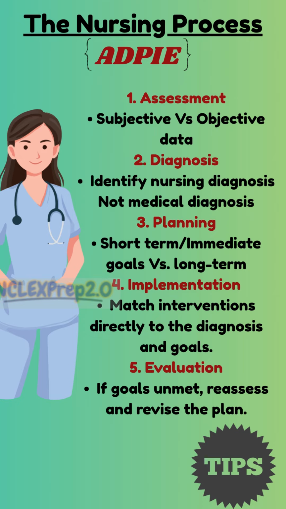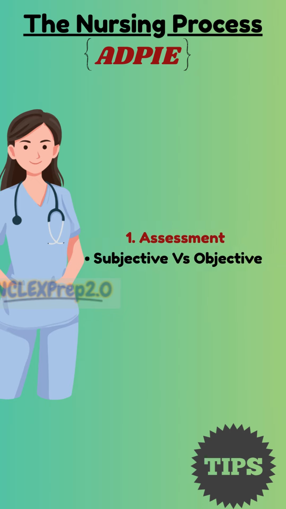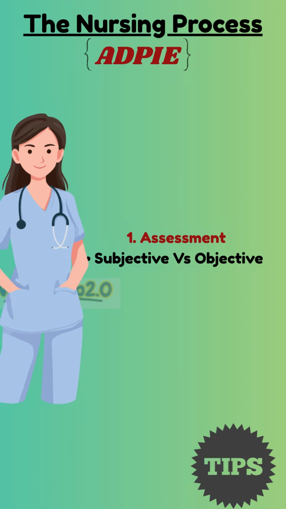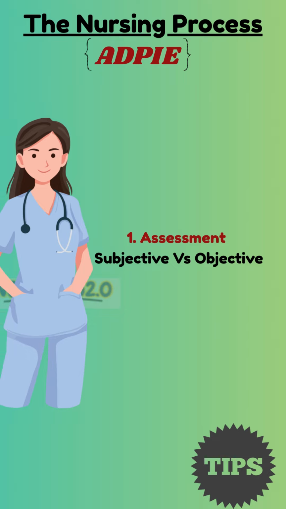The nursing process has 5 steps: assessment, diagnosis, planning, implementation, and finally, evaluation. Let's dive briefly into each step. The nursing assessment involves gathering subjective data in the patient's own words and objective data such as vitals, labs, and nurses' own observations. During an exam, you can underline what data is given and separate subjective from objective data.